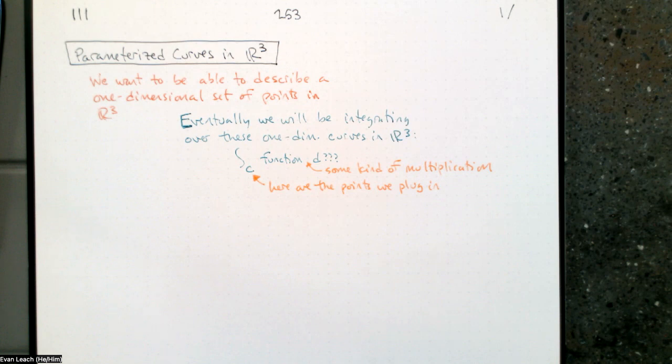Let's talk about parameterized curves in R3. We introduced parametric equations last week, or we reminded ourselves of parametric equations last week. And so we want to start talking about parametric curves in R3. The goal here is to be able to describe a one-dimensional set in R3. We want to describe a one-dimensional path in R3. So this one-dimensional set will be a curve or a path through 3 dimensions.